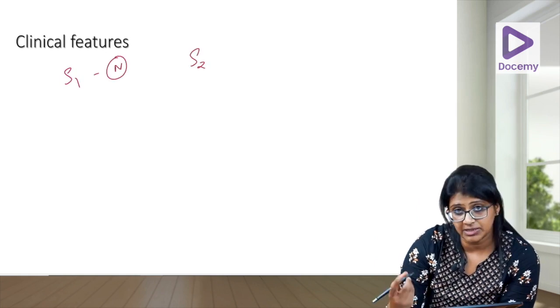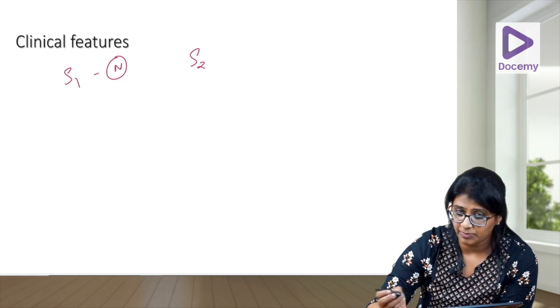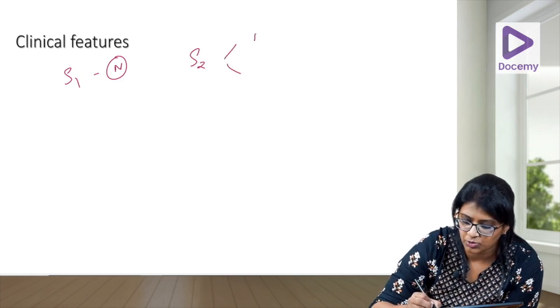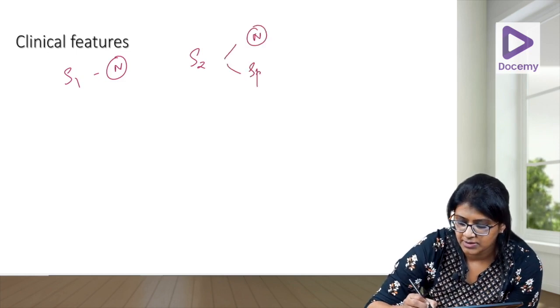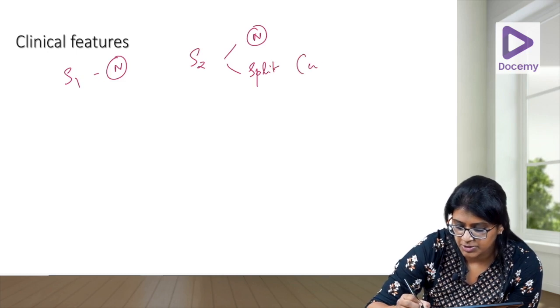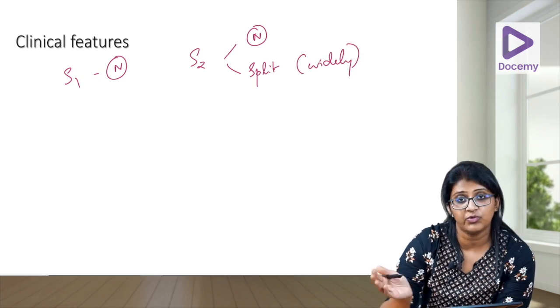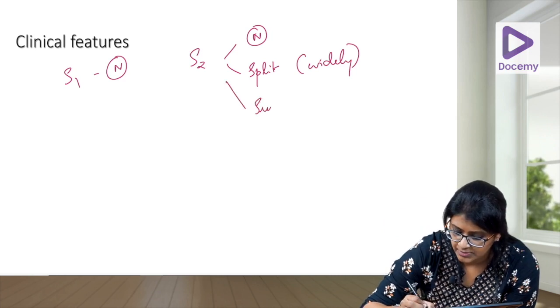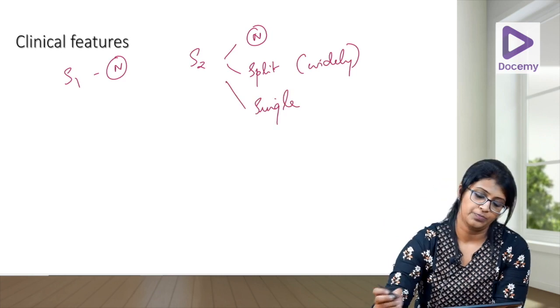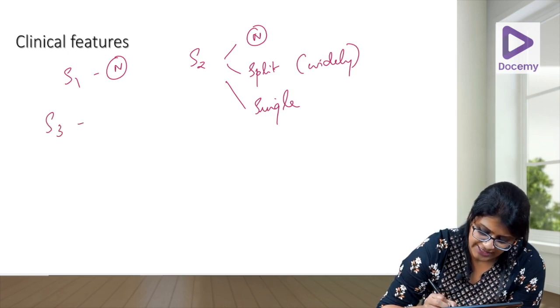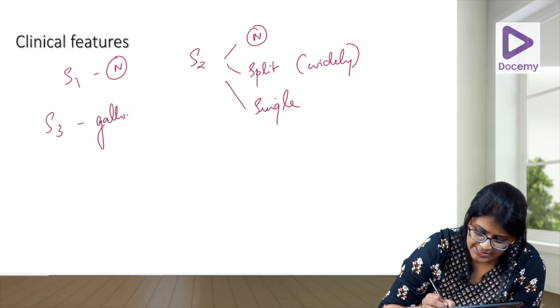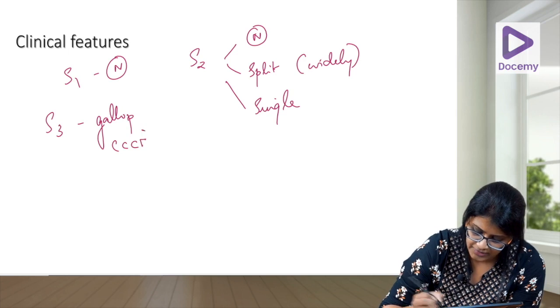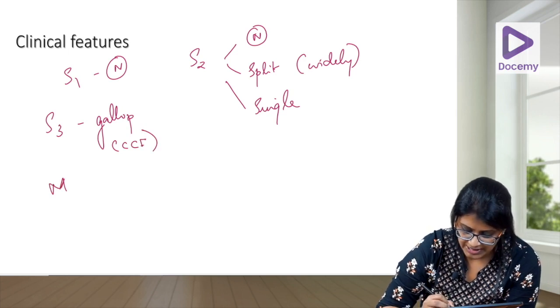S2, depending on the pulmonary valve, may or may not be abnormal. It could be normal, it could be widely split, because you may have increased blood flow going through the pulmonary artery, or it could become single. So you have 3 options for S2. You may or may not have an S3 gallop present. If the child is in CCF, you will have a gallop rhythm. Now what about murmurs? That's the problem.